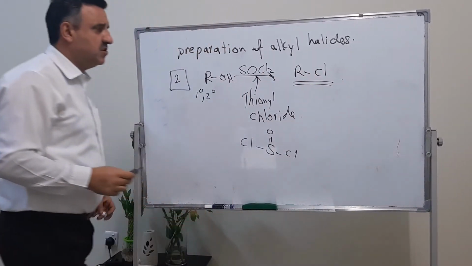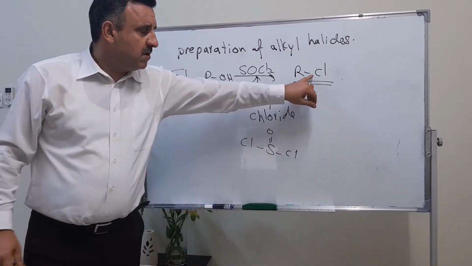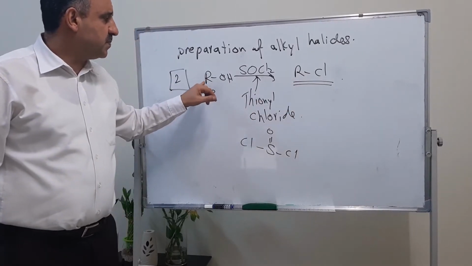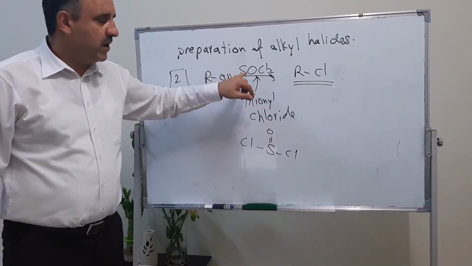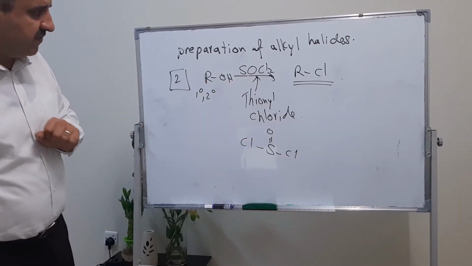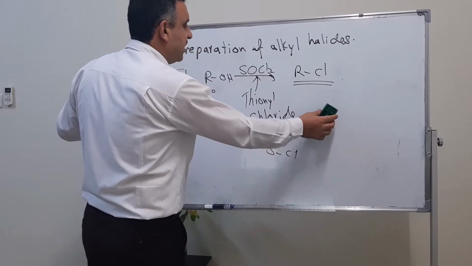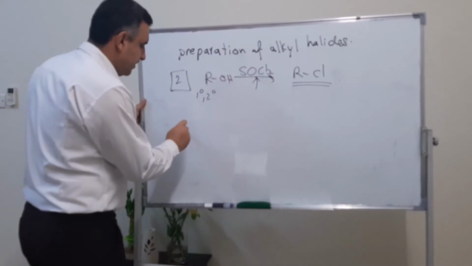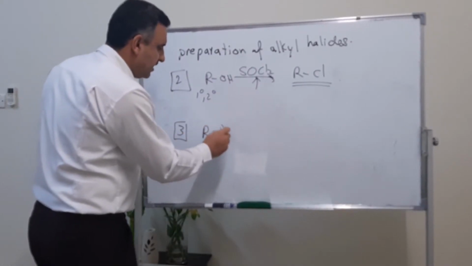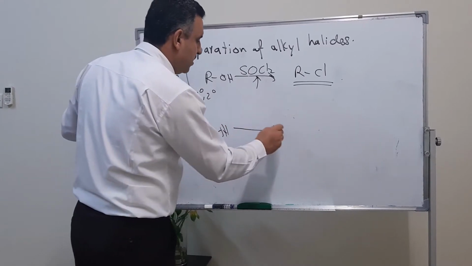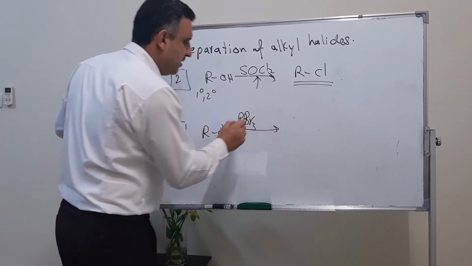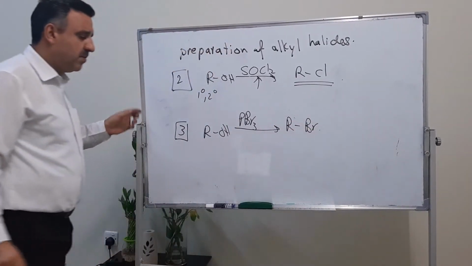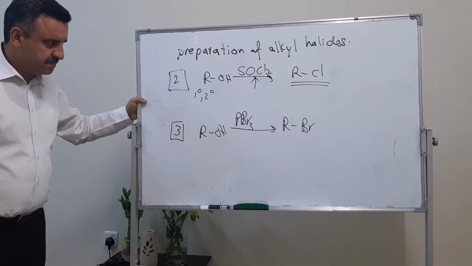So we can introduce a chlorine atom, or a chloro substituent, to the alkyl by reacting the corresponding primary or secondary alcohol with thionyl chloride. Do you follow me? Or if we want to introduce a bromide, the third method will be reacting the primary or secondary alcohol with phosphorus tribromide, PBr3. Then what we are going to get is bromoalkane. Do you follow me?